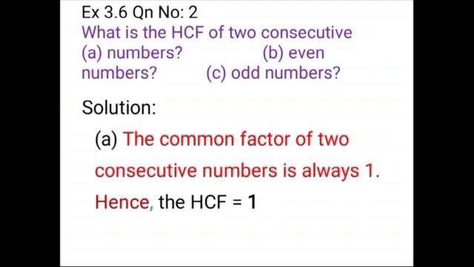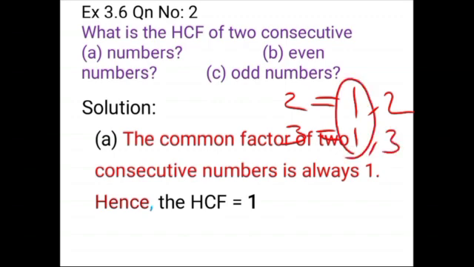Exercise 3.6, question number 2. What is the HCF of two consecutive numbers? The common factor of two consecutive numbers is always 1. Let us check. Consider 2 and 3. The factors of 2 are 1, 2. The factors of 3 are 1 and 3. Here the common factor is only 1. Therefore, the highest common factor, that is HCF, is 1.